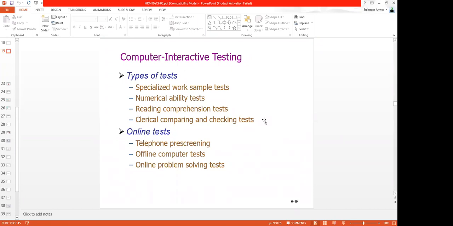It can be like telephone pre-screening, like before the job or before the interview, you go for a telephone pre-screening test. It can be offline computer tests. Different softwares are being used even for such purposes. And it can be online problem solving tests related to obviously the nature of job you're going to apply for.